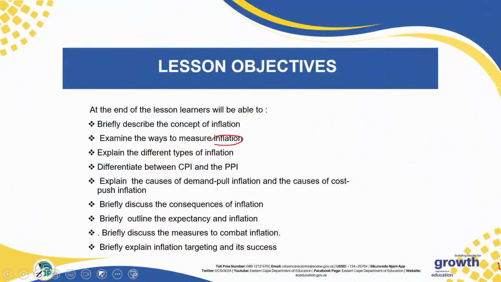I want us to look at the objectives of this lesson. At the end of this lesson, you learners will be able to briefly describe the concept of inflation, examine the ways to measure inflation, and explain the different types of inflation. You will be able to differentiate between consumer price index and the producer price index, as well as explaining the causes of demand pull and the causes of cost push inflation.